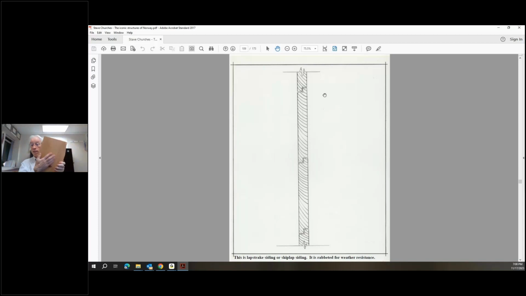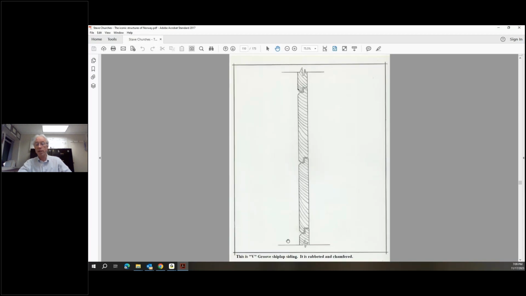All right, it's rough sawn, okay? And on the other side is smooth, and there are some of both on these Stave Churches, all right? So that shiplap there, the rabbiting out makes it more weather resistant. It's tougher for air and moisture to get through that joint. This is what's known as a V-groove shiplap, just a little bit more of a decorative chamfering of that rabbit.